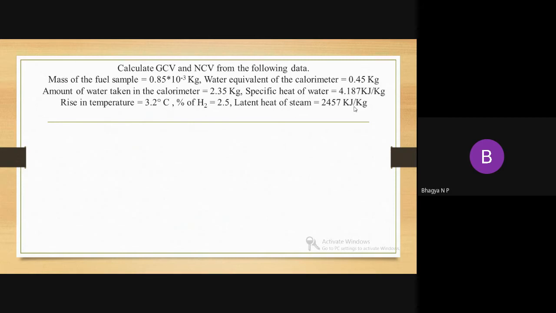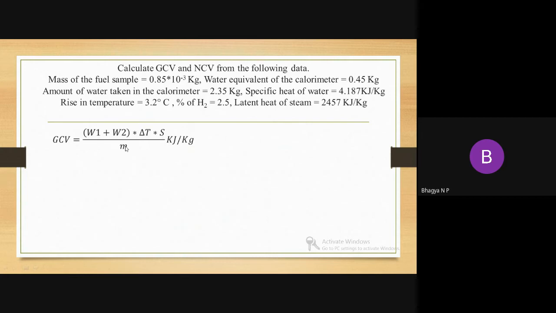Then how to calculate GCV value? GCV is calculated by using this formula: (W1 plus W2) into delta T into S divided by M. Then what is W1? W1 is the amount of water taken in the calorimeter and W2 is water equivalent of calorimeter. Delta T is rise in temperature. S is specific heat of water. M is mass of the fuel.